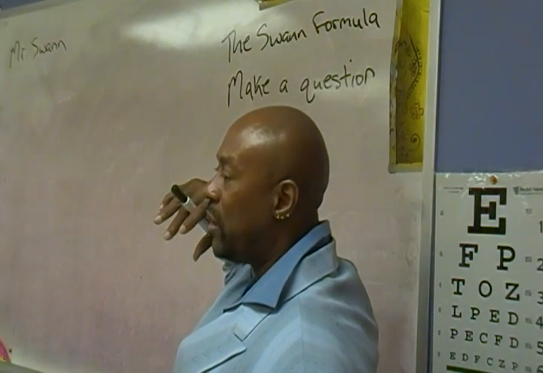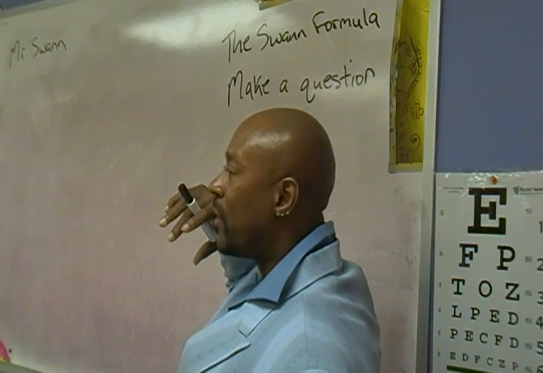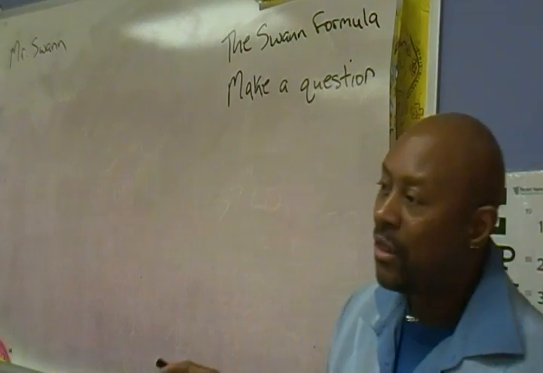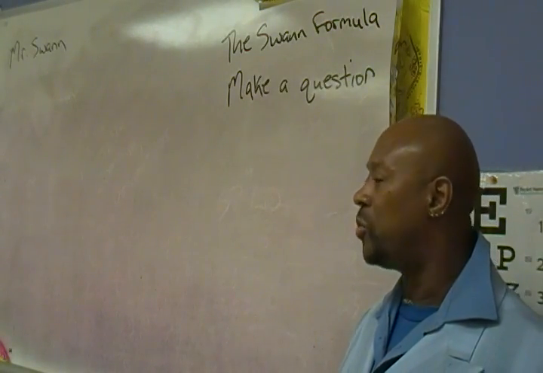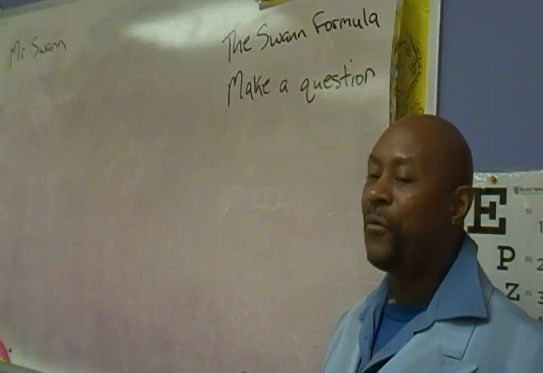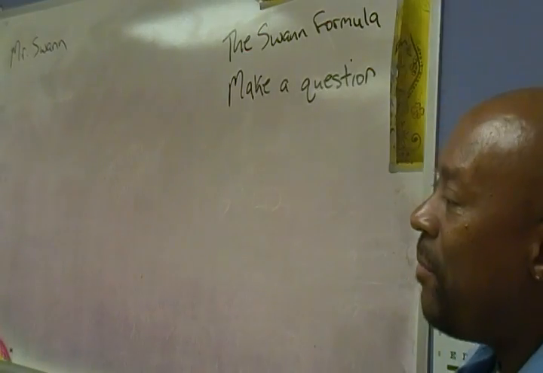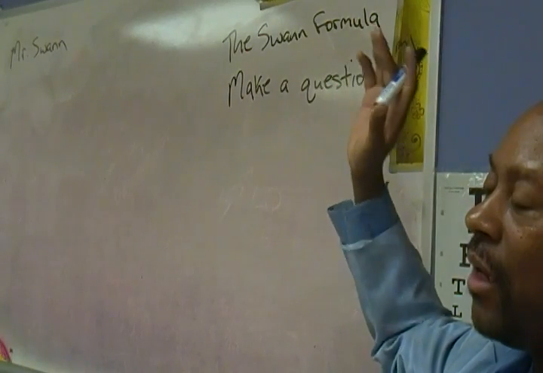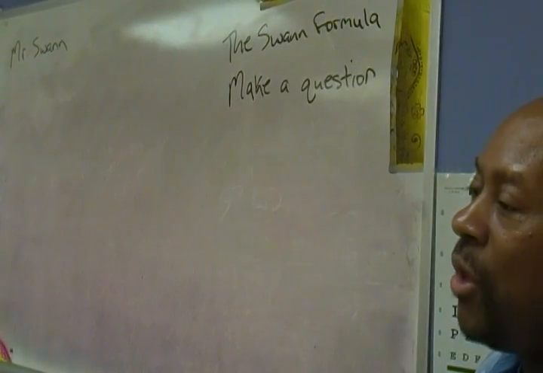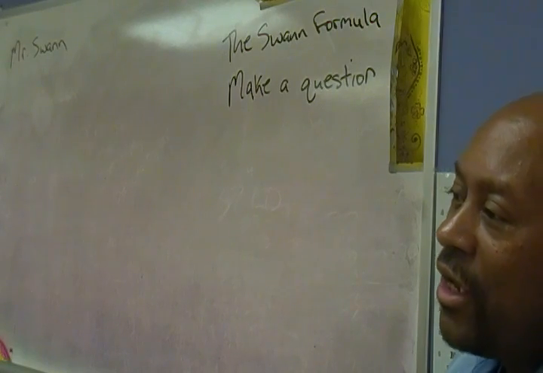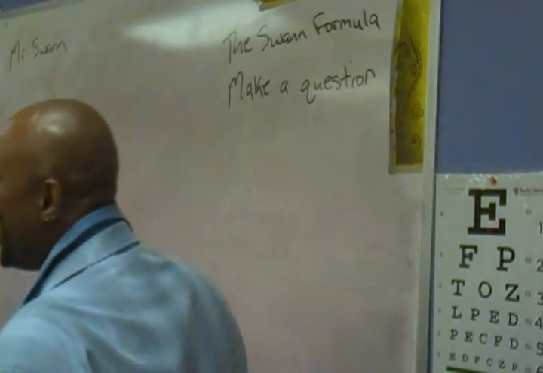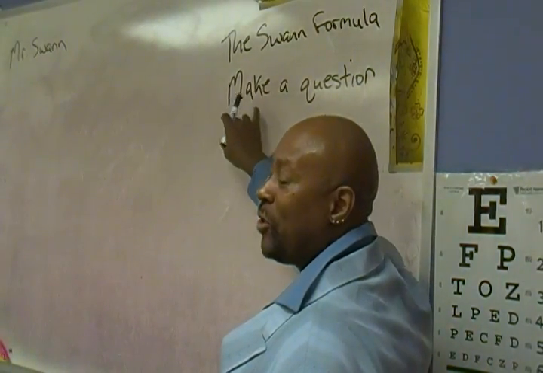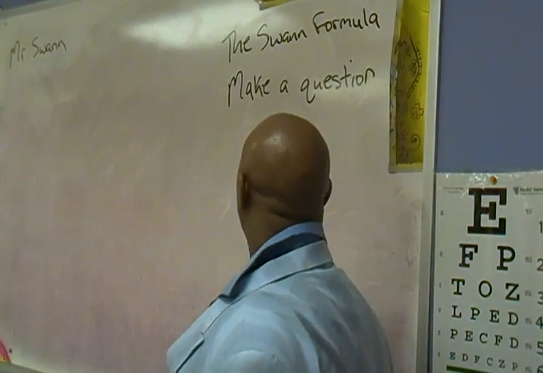Even if they give you a question. Suppose they say, they're building more prisons, and this is true, they're building more prisons than they build schools. Tell if you agree that the government should make more schools or more prisons. There's really no question there. It says, do you agree or do you disagree? So it's up to you to decide what you're going to do. So look, first thing you do, Swann formula, make a question.